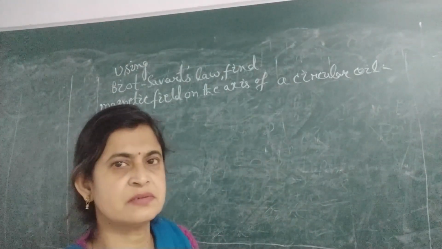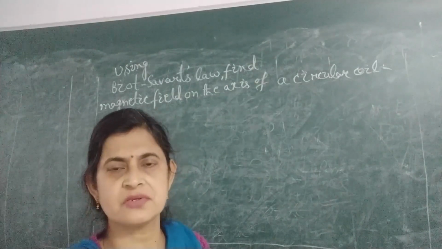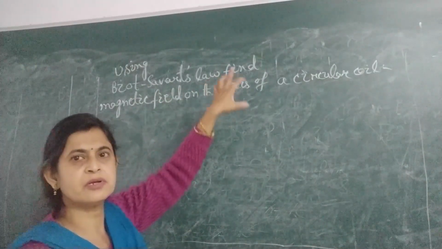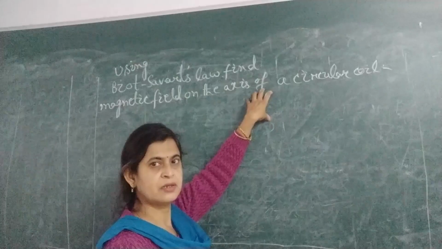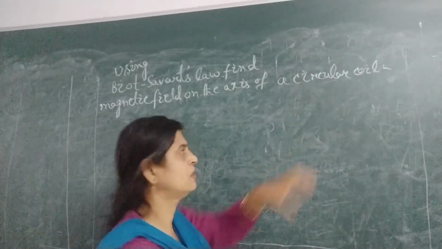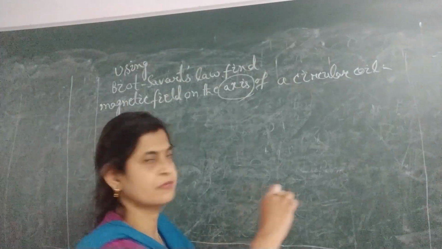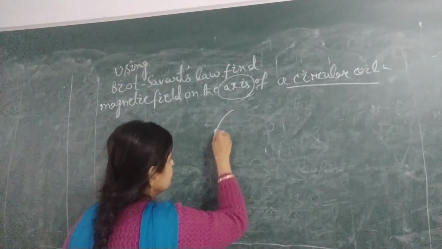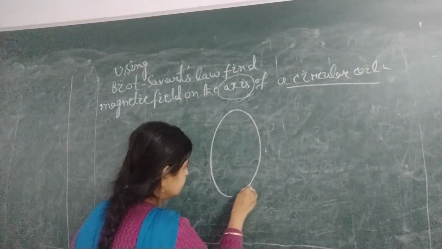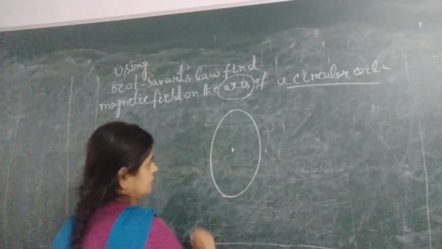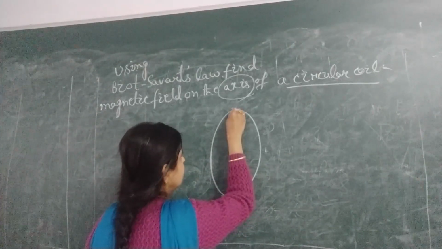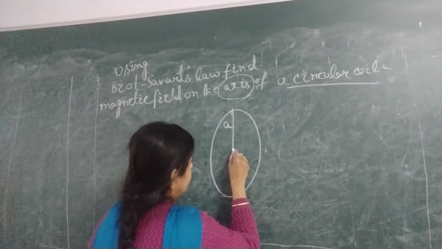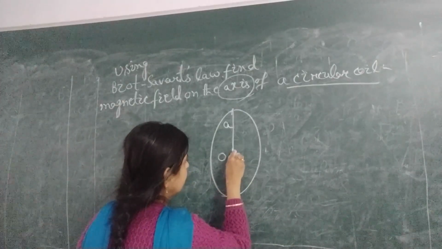Today we will discuss another application of Biot-Savart's law. That is, by using Biot-Savart's law, how can we find the magnetic field for a circular coil on its axis? So, suppose this is a circular coil whose radius is A, and O is the center.